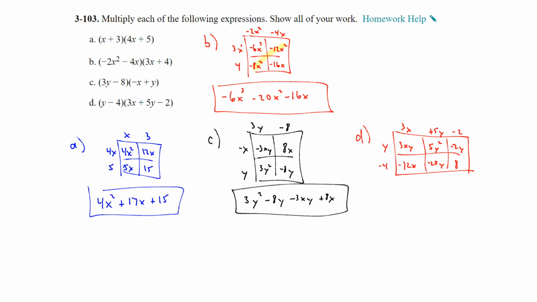So any like terms, it looks like we have common y terms, and it looks like that's it. So we have 3xy minus 12x plus 5y squared minus 22y plus 8.